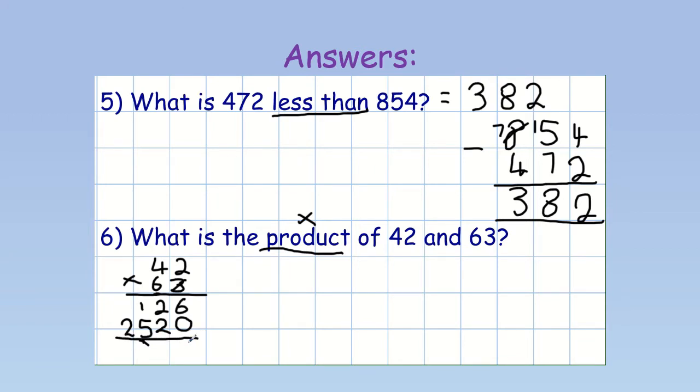Final step. Well done. Add them together. 6 add 0 is 6. 2 add 2 is 4. 1 add 5 is 6. And the 2 stays where it is. So the product of 42 and 63 is 2,646. Excellent work.